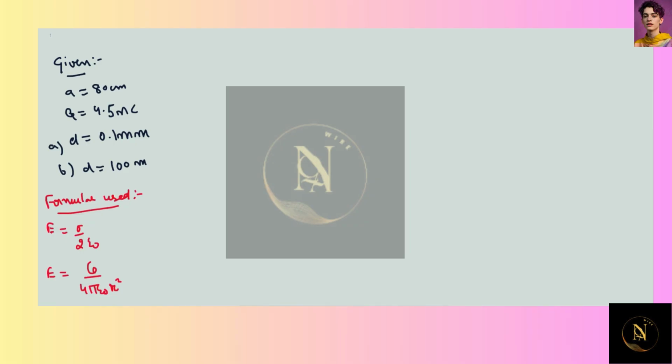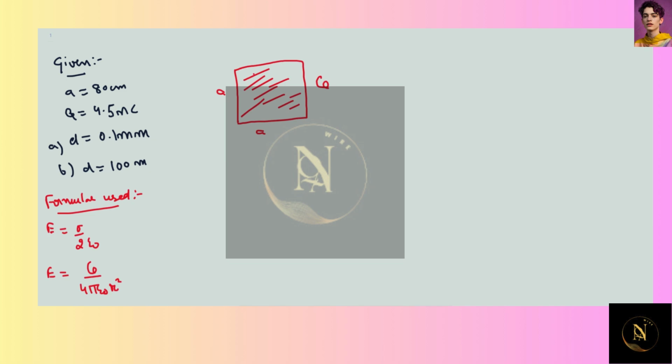Welcome to problem number 22.28. This is chapter 22, Coulomb's law. This question is very interesting. We are given a square insulating sheet having 80 centimeter side. So this is a square having 4.5 nanocoulomb charge on it, uniformly distributed over it. The whole sheet has charge Q uniformly distributed.